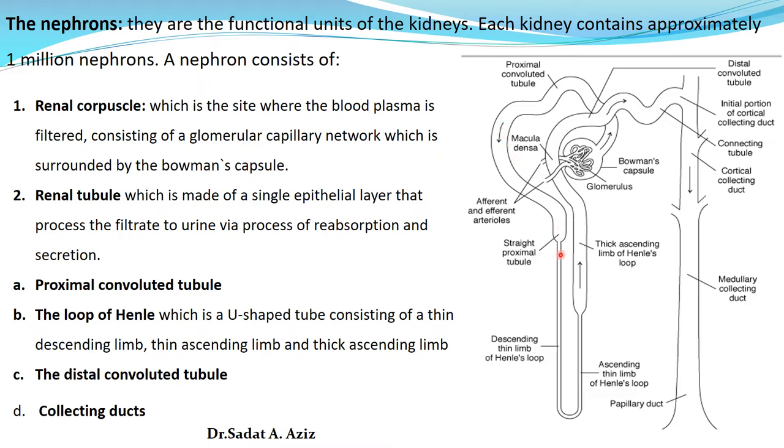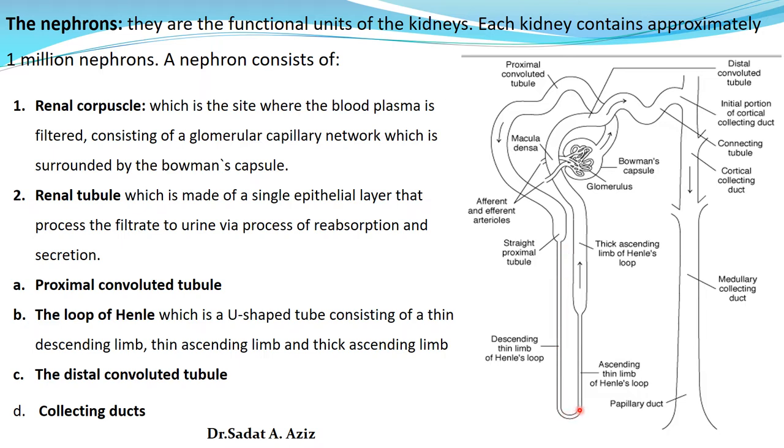Then we have the loop of Henle. This structure is called the loop of Henle, which is a U-shaped tube. It has a U-shaped structure consisting of a thin descending limb. This is thin, okay? If you compare this part and this part, this one is thinner compared to this part of the Henle loop. So it is made of a thin descending limb, thin descending limb.